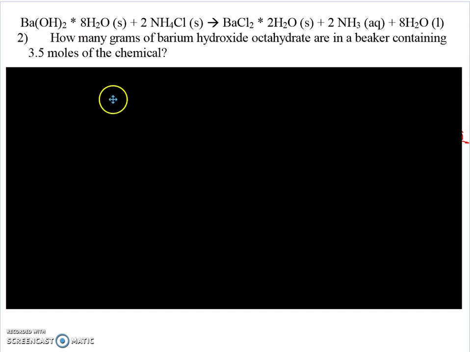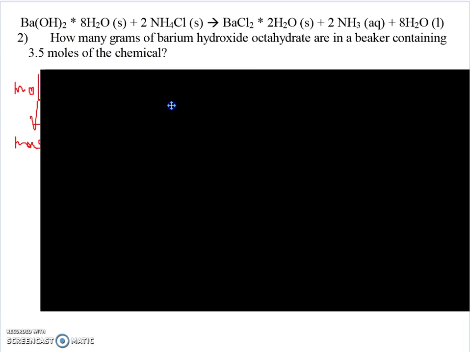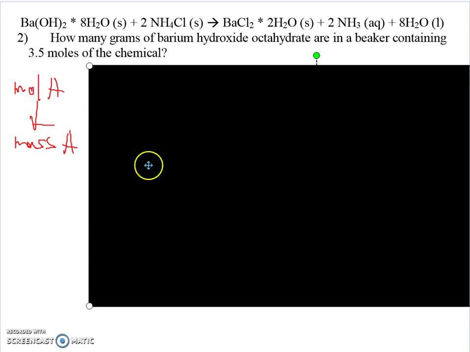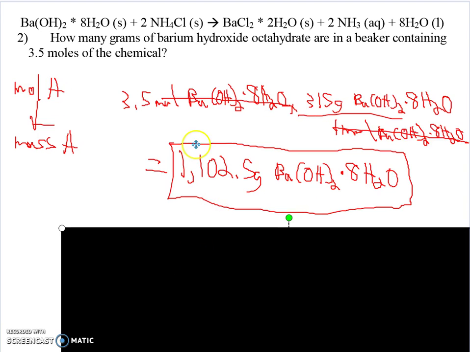Alright, so now that we've got the molar mass, we can start doing conversions. It asks us how many grams of barium hydroxide octahydrate are in 3.5 moles of the chemical. So this is actually just mole A to mass B. It's not doing any reaction or anything. It's just how much does this weigh? So we use our molar mass. Notice I wrote out the full formula. Yes, it's very annoying. I'm annoyed too, but I'm actually expecting you to write out the full formula. Now we don't deal with hydrates very much, so usually it's not this bad, but you need to write out the full formula.